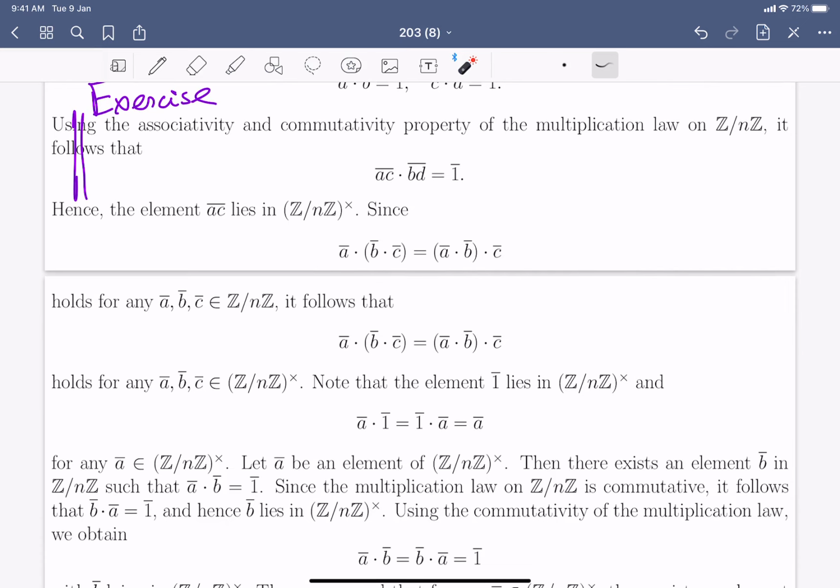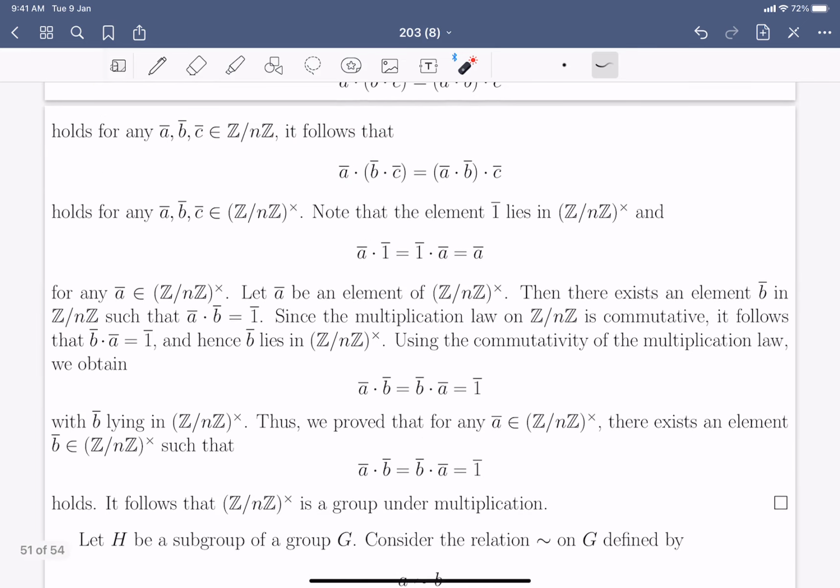Okay, so for the associativity, there is not much to do, because associativity holds for any 3 elements a bar, b bar, c bar inside Z mod n Z. So if you take a bar, b bar, c bar from this subset Z mod n Z cross of Z mod n Z, then the associativity is going to hold for sure. And now note that if you pick the element 1 bar, then a bar times 1 bar is the same as 1 bar times a bar, which is equal to a bar for any a bar inside Z mod n Z, and in particular for any a bar inside Z mod n Z cross.